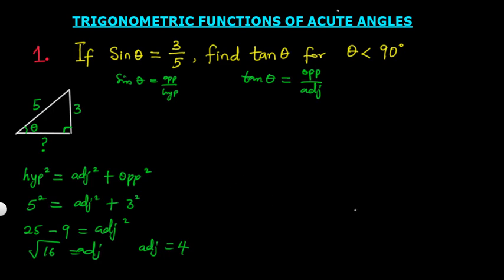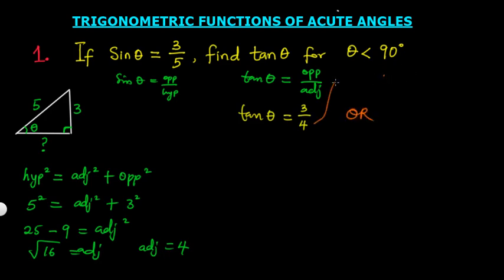Now that we know the value of the adjacent side to be 4, we can then see tan theta here will be equal to the opposite, which is 3, to the ratio of 4. Isn't that interesting? So that was using the knowledge of the acute angle. Better still, if this doesn't come to your mind, you may as well use another method.